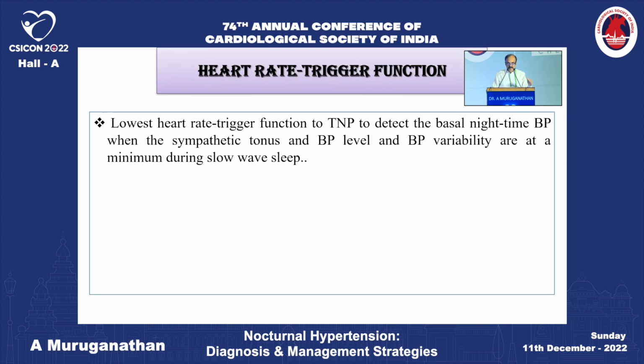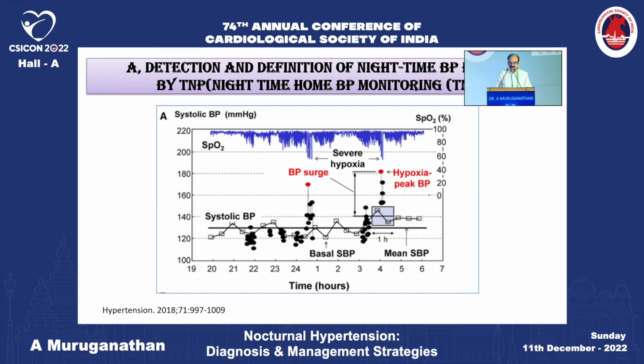And again, like hypoxia, there is the lowest heart rate trigger function to detect the basal nighttime BP, when the sympathetic tonus, the BP level and the BP variability are at a minimum during slow wave sleep. So normally it is low. During slow wave sleep at nighttime, sympathetic tone is less, but this heart rate trigger detects this and we can find it out through the machine. So this is the figure. We can see BP surge due to hypoxia.